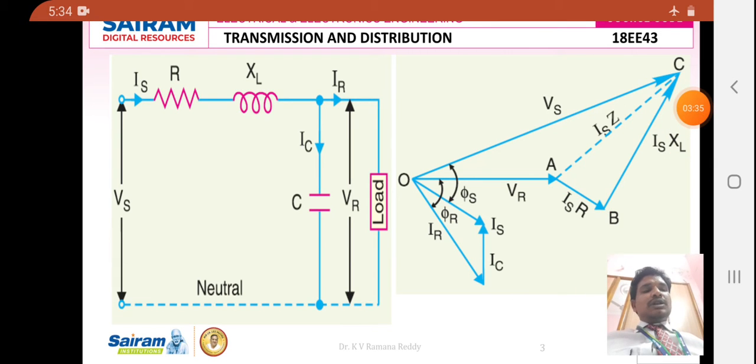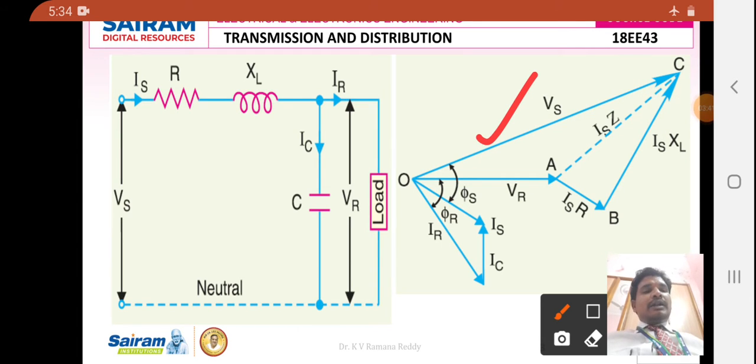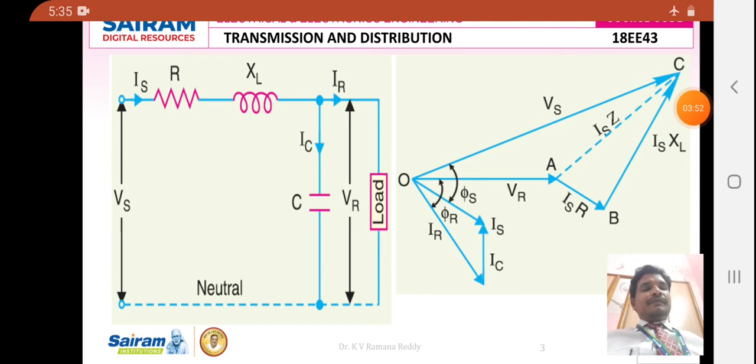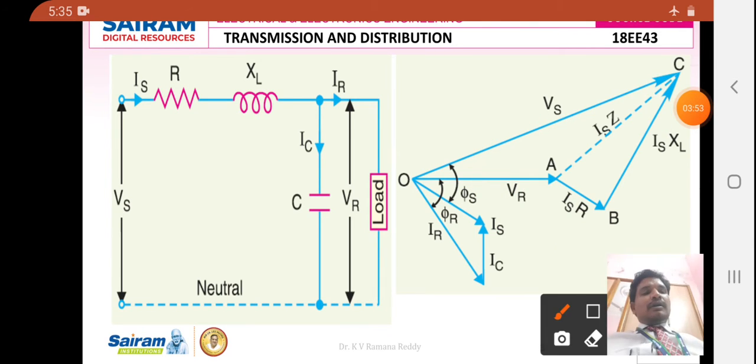Now, if I want to show the relation between currents and voltages, this is Vs, the sending end voltage, and Is is the sending end current. The phase angle which exists between sending end voltage and sending end current is called phi s, and then the receiving end voltage Vr and receiving end current Ir. The phase angle between receiving end voltage and receiving end current Ir can be represented as phi r.